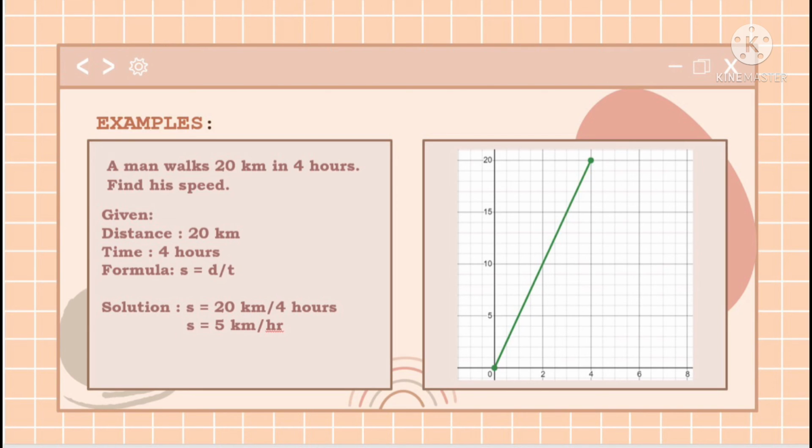Let's proceed to solution. Speed equals 20 kilometers, which represents distance, and 4 hours, which represents time. If we divide 20 kilometers by 4 hours, we will get 5 kilometers per hour, and this is our speed.